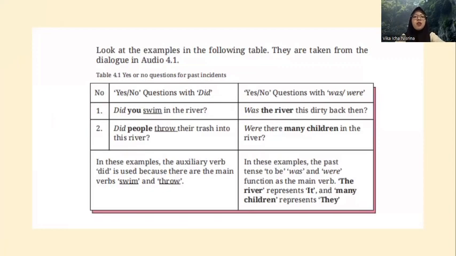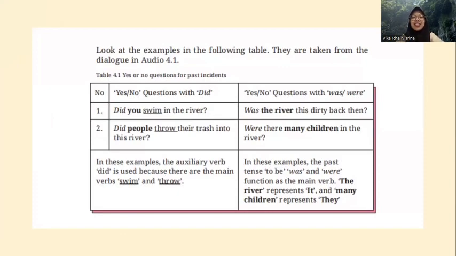Next, let's look at the next page. You can see in Table 4.1 examples of yes or no questions divided into two types: with did and with was or were. Right now I'll read it first, then you follow it, okay?